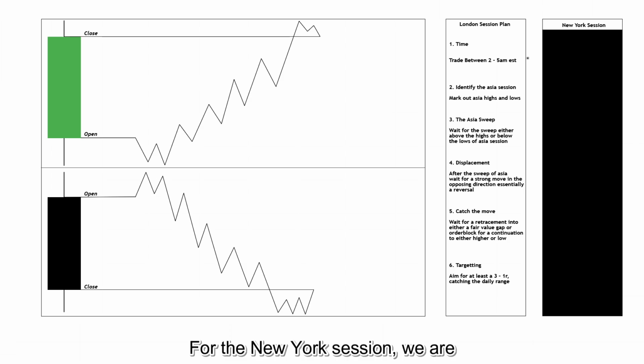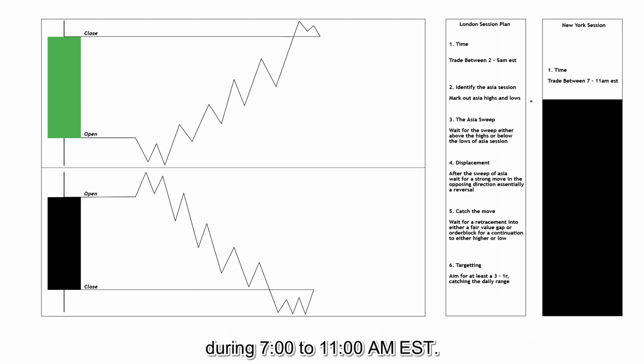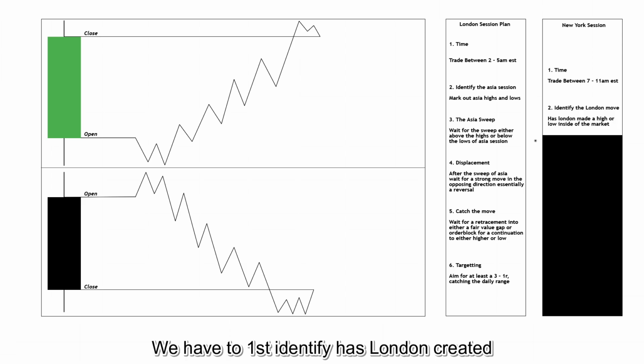For the New York session, we are piggybacking on the London session creating that high or low of day, and we catch the retracement move. This is also known as the New York retracement. The New York session kill zone will be during 7 to 11 a.m. EST. We have to first identify, has London created the high or low of day?